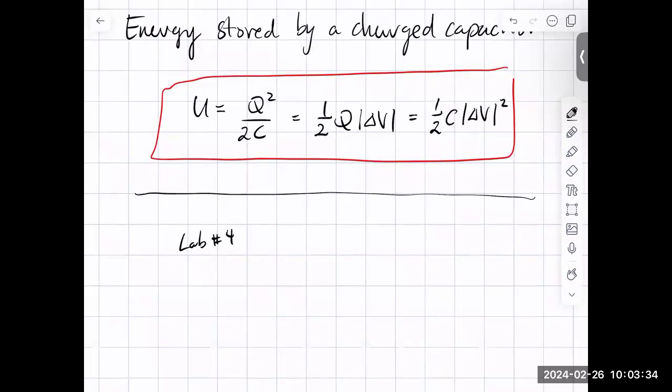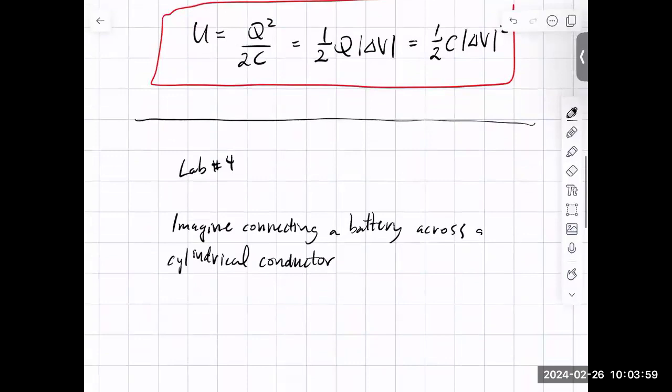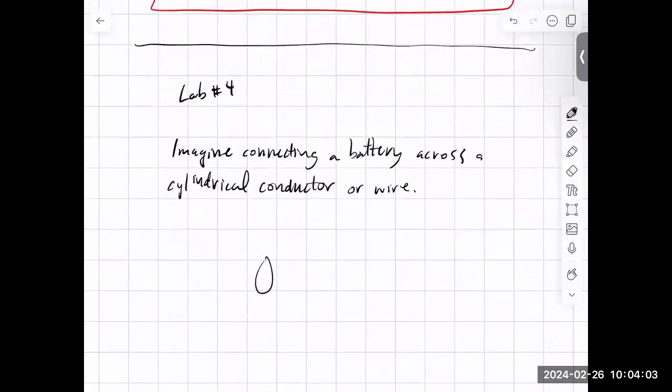And so what it's going to look like is we're going to imagine connecting a battery across a, let's say, a cylindrical conductor. So you could just have in mind just a wire. That's all it's going to be. Cylindrical conductor or a wire. Okay, so we'll draw our cylindrical conductor or a wire like so.